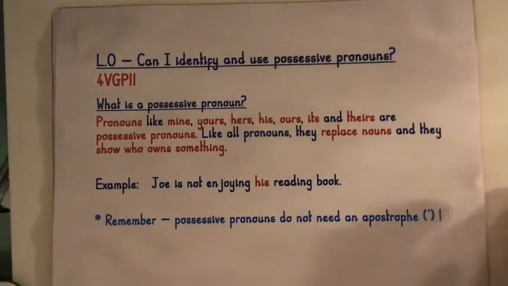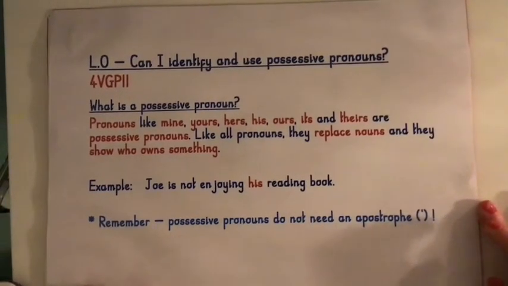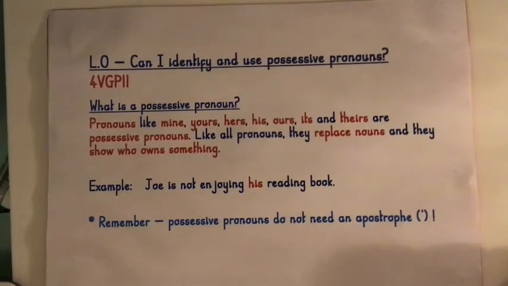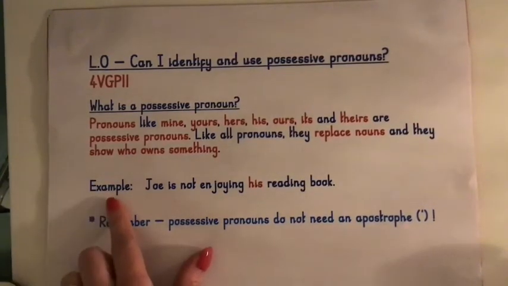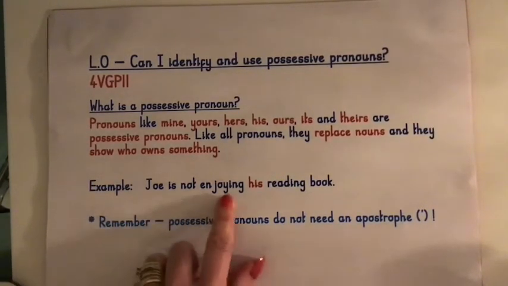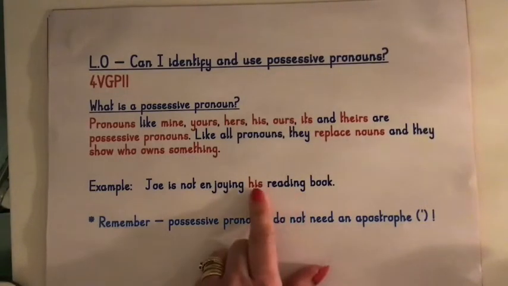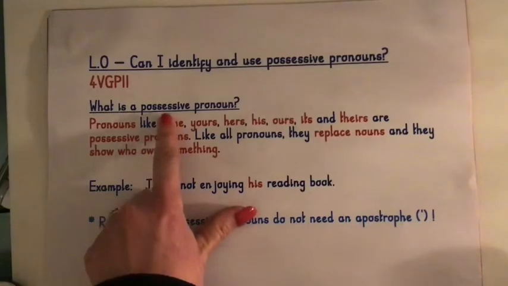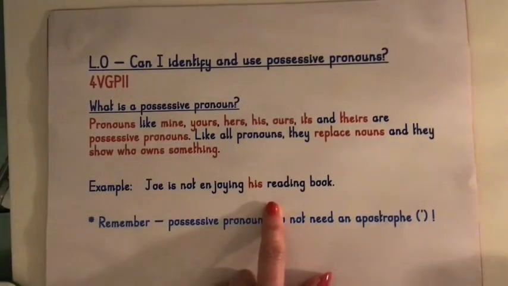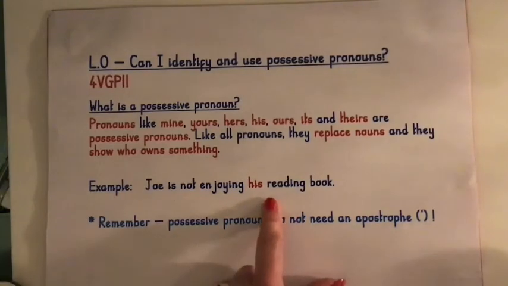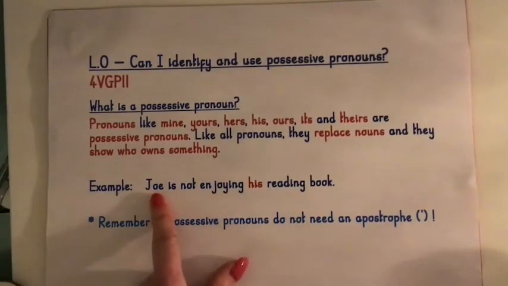So, what is a possessive pronoun? Pronouns like mine, yours, hers, his, ours, its, and theirs are called possessive pronouns. Like all pronouns, they replace nouns and they show who owns something. Okay, so for example, Joe is not enjoying his reading book. So it's his. So possessive means when you own something, something belongs to you, remember, okay? So it's his reading book, it belongs to Joe.